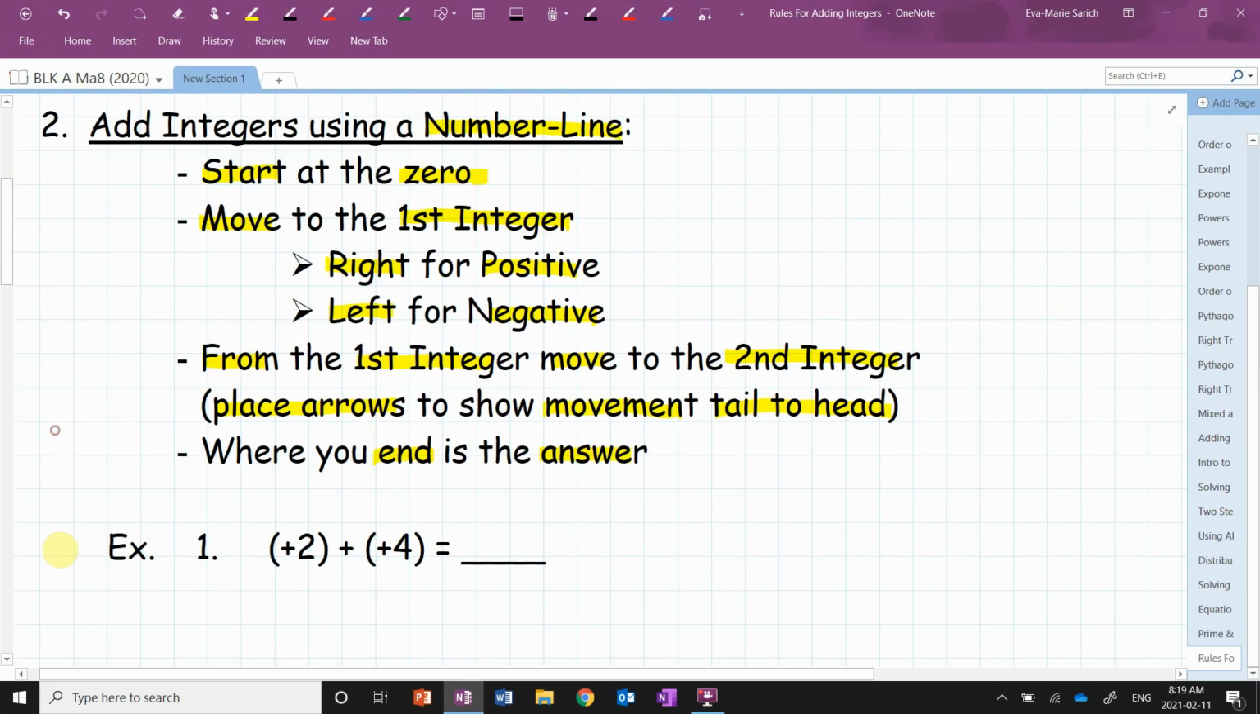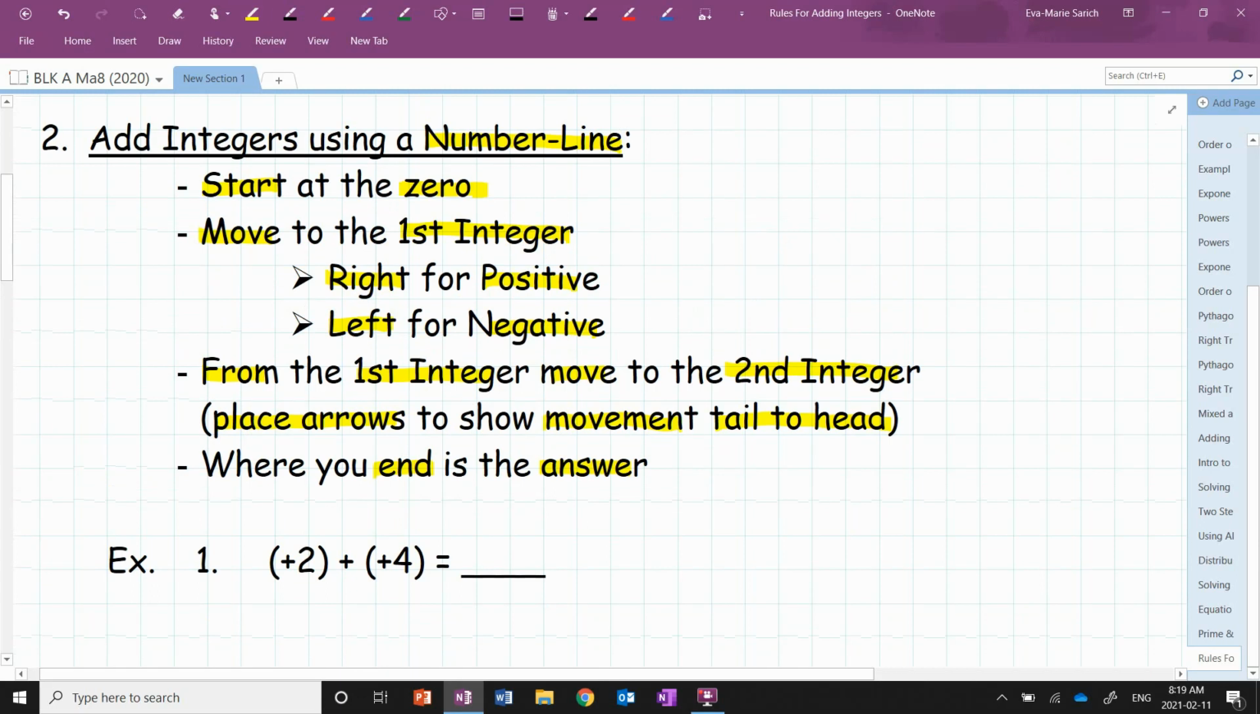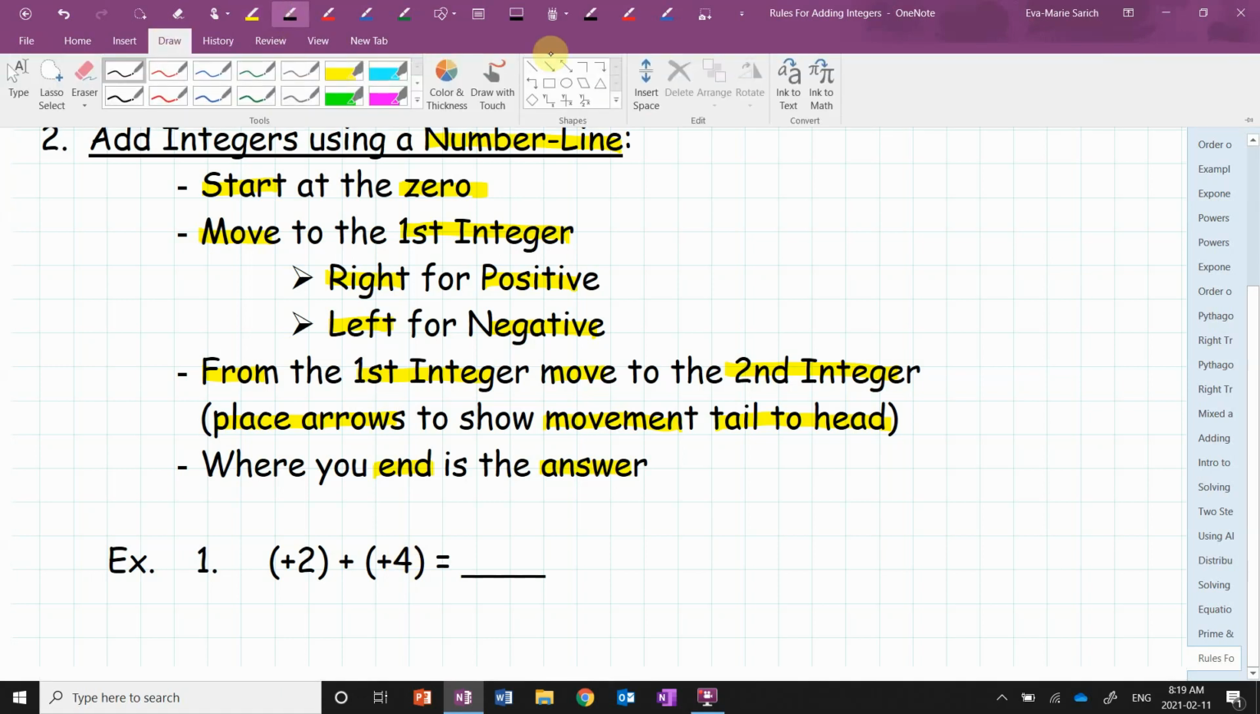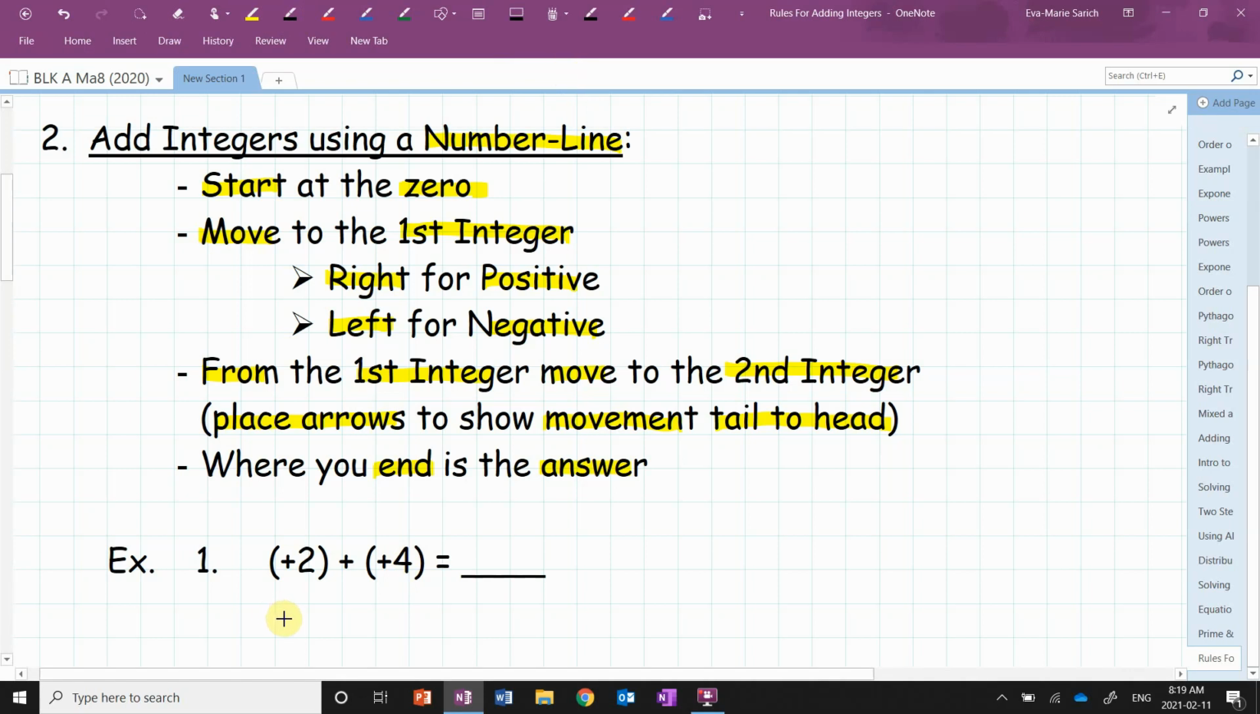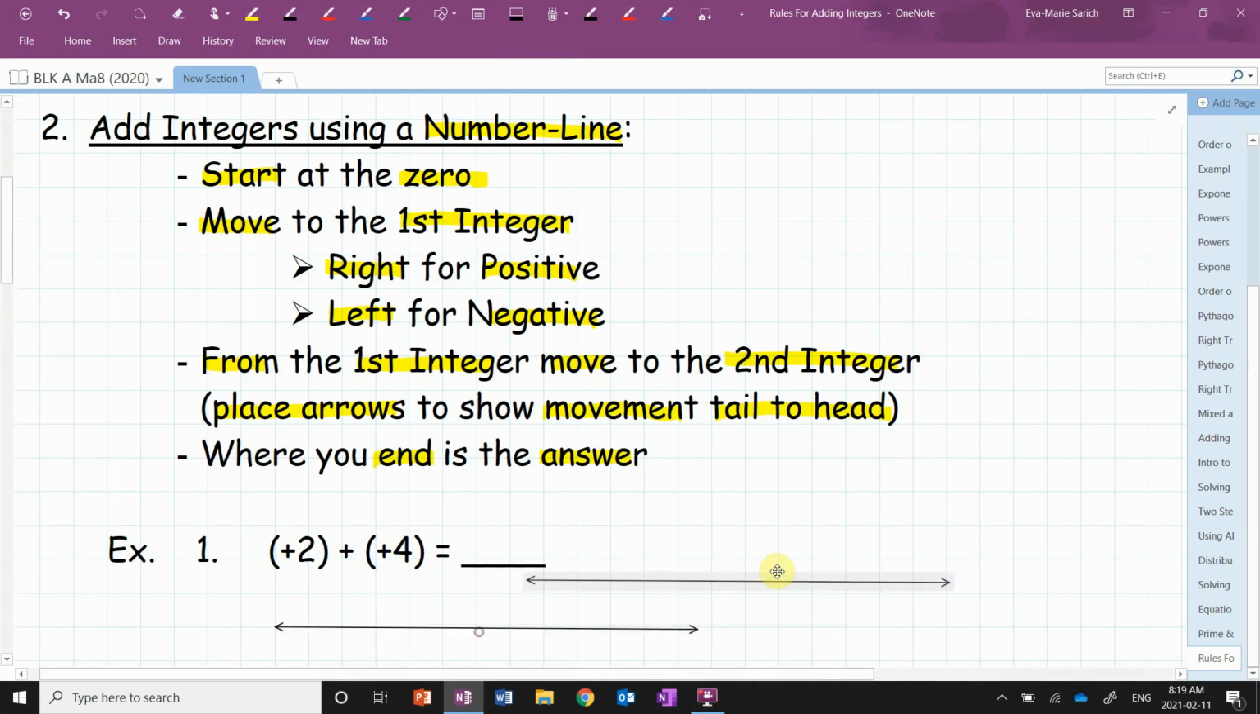So let's go through a couple of examples. So here is our first question. We're going to take +2 and we're going to add +4 to it. So the first thing we need to actually do is to draw a number line. Okay, so let's draw a line. Maybe I'll put it over here.